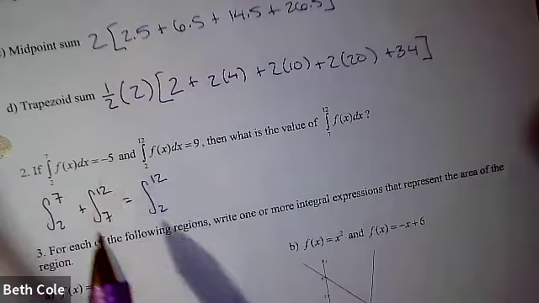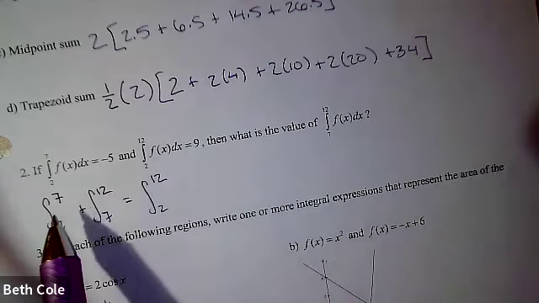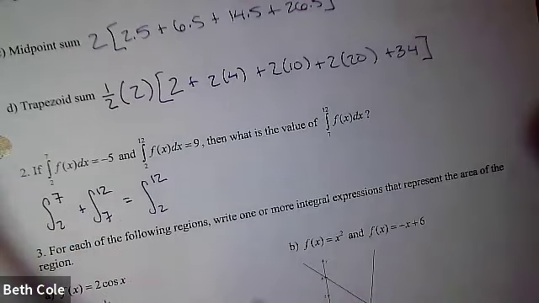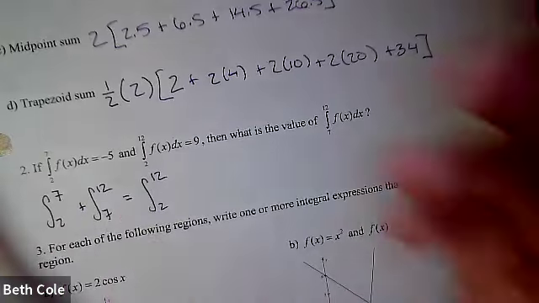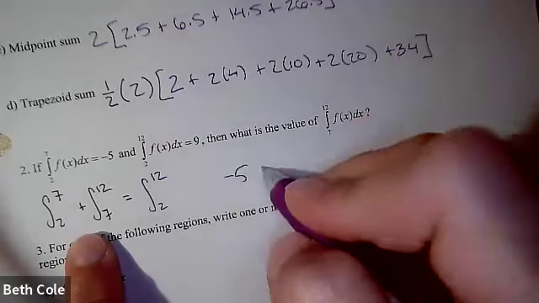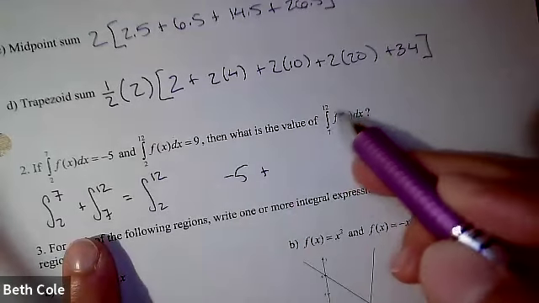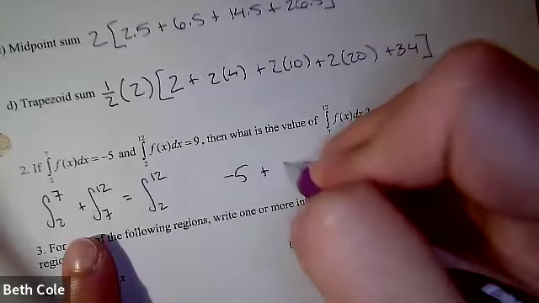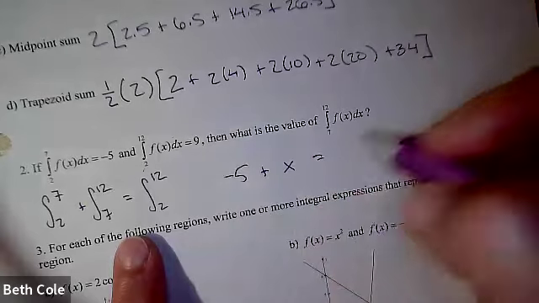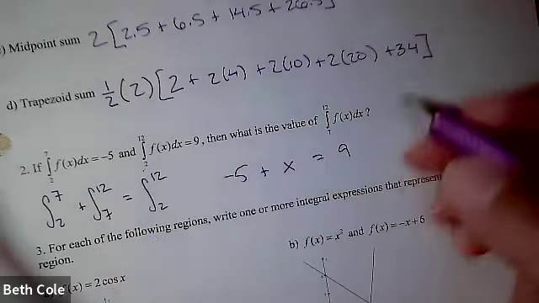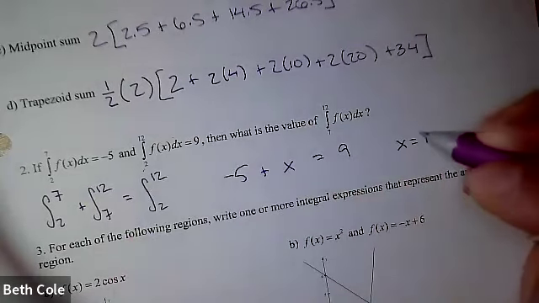This is poor notation. Technically, each one of these should say f of x dx in it. But I'm doing this sort of as a margin problem, like a note to self, so it doesn't need to be absolutely perfect. All right, so from 2 to 7, they tell us is -5, plus from 7 to 12 is the thing that we're looking for. So I'm actually just going to go ahead and call that x, equals from 2 to 12 is 9. And then if I add the 5 over, I'm going to get 14.